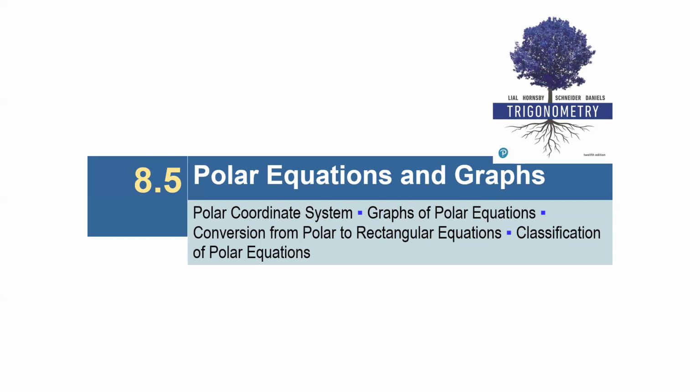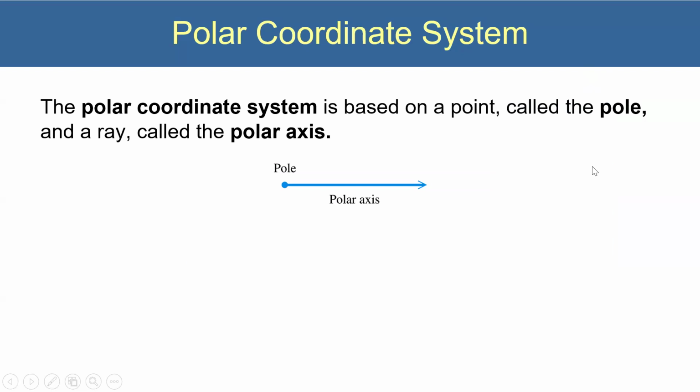All right. 8.5, polar equations and graphs. So we are tying together with trigonometry. The polar coordinate system is what we're talking about. The polar coordinate system is based on a point called the pole. Basically in geometry, this pole is a ray. Do y'all remember that? No, it's just an explanation. What we call this is our polar axis. So you have your pole and then you have your polar axis.